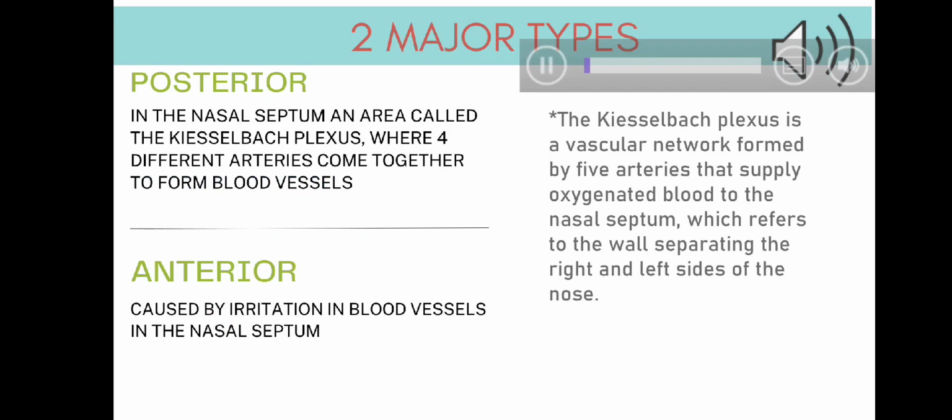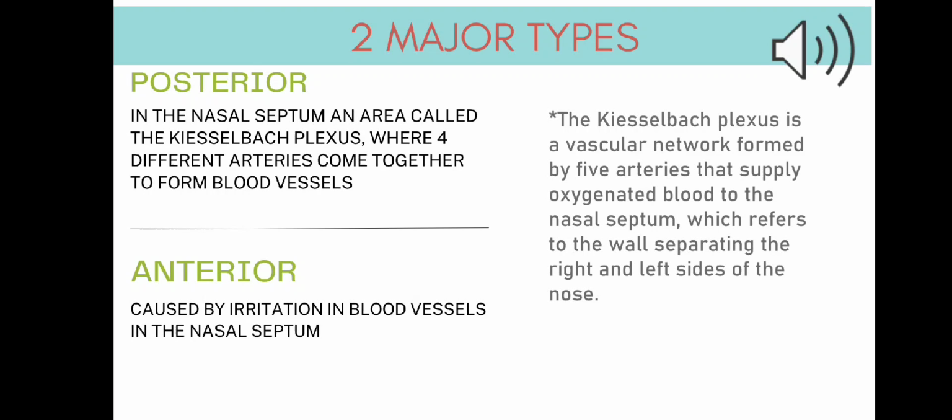There are two major types of nosebleeds. The first one is the posterior nosebleed, which happens in the nasal septum in an area called the Kiesselbach plexus, where four different arteries come together to form blood vessels. The Kiesselbach plexus is a vascular network formed by five arteries that supply oxygenated blood in the nasal septum, which refers to the wall separating the right and left sides of the nose.